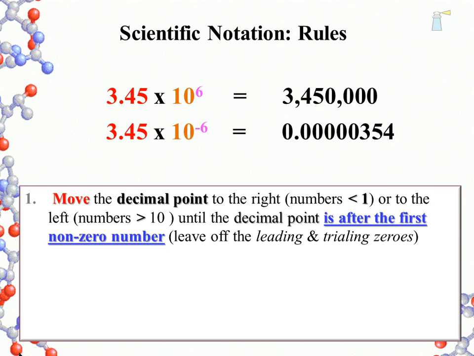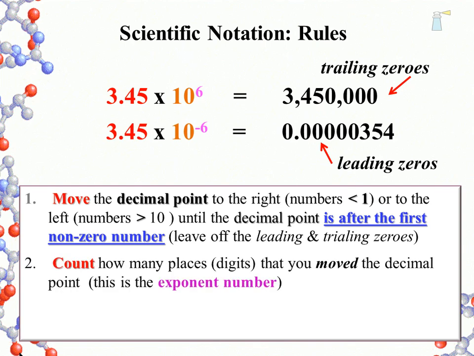But first, a word about zeros. For most really large or really small numbers, the zeros are not known values. They are placeholders necessary to write the number. Trailing zeros come before the decimal point. They come after the last non-zero digit. In this case, it's a 5. Leading zeros come after the decimal, and they come before the first non-zero digit.